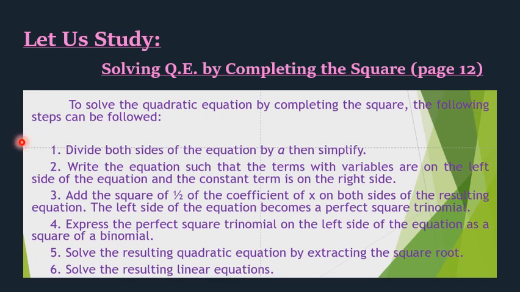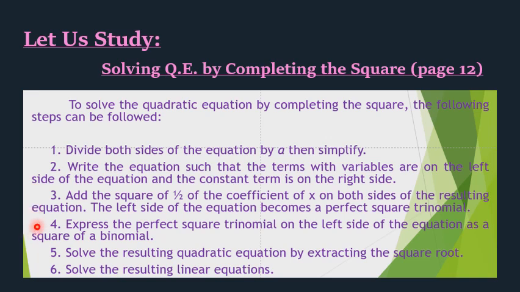Now, to solve the quadratic equation by completing the square, the following steps can be followed. Number 1, divide both sides of the equation by a, then simplify. Number 2, write the equation such that the terms with variables are on the left side of the equation and the constant term is on the right side. Number 3, add the square of 1/2 of the coefficient of x on both sides of the resulting equation. The left side of the equation becomes a perfect square trinomial.